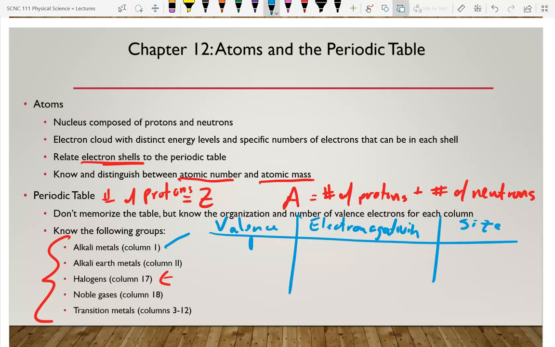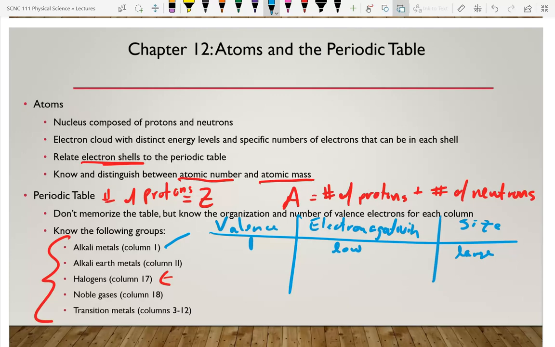So it has that valence of 1. It's happy to give it up, so it has a low electronegativity. The electronegativity is how strongly it's holding on to an electron. And then the size. The size is fairly large for things in the first column.